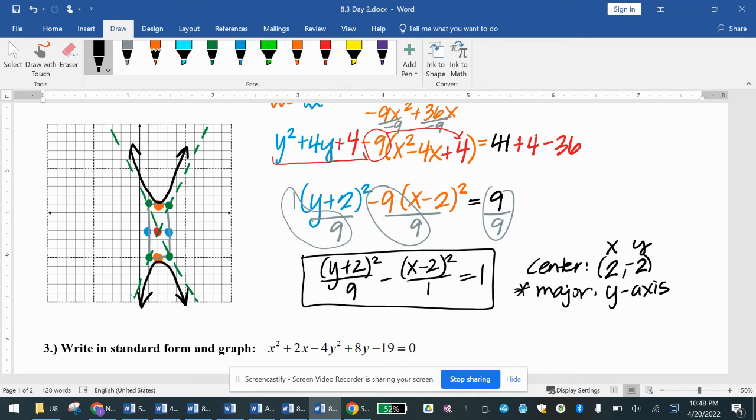So how did you do? Did you catch my mistake for the center? Were you able to draw it opening up and down? Little by little, the more you practice, the easier the graphs will be.